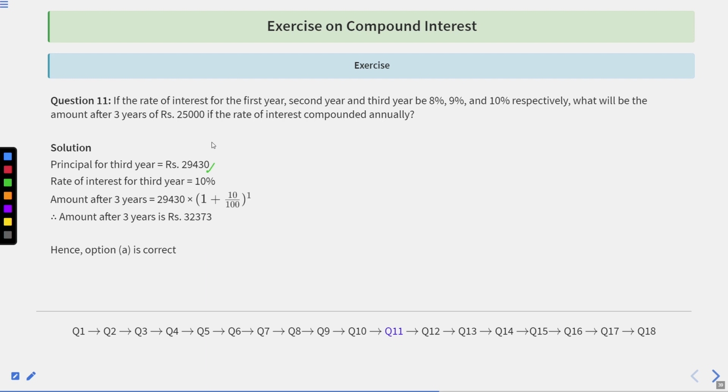The principal for the third year will be 29,430. And the rate of interest for the third year is given to be 10%. And now the principal amount is this one. So the amount after 3 years will be 29,430 into 1 plus 10 upon 100 to the power 1. So the amount after 3 years will be 32,373, which is option A.